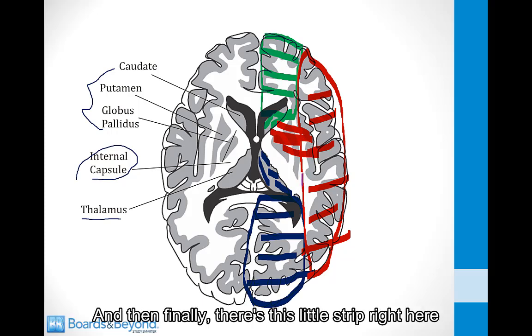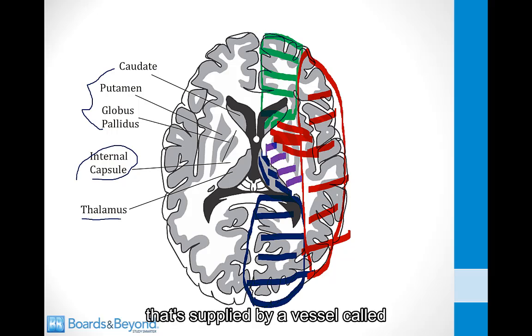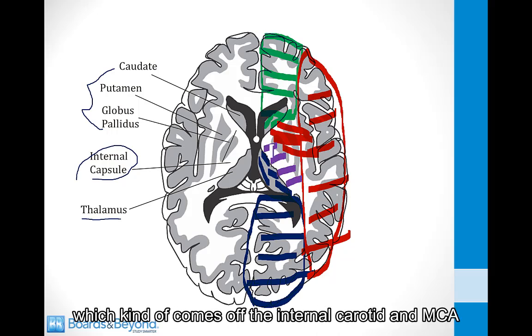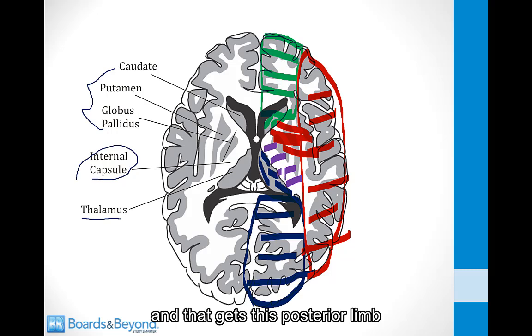And then finally, there's this little strip right here that's supplied by a vessel called the anterior choroidal artery, which kind of comes off the internal carotid and MCA right where they branch, and that gets this posterior limb of the internal capsule right here.